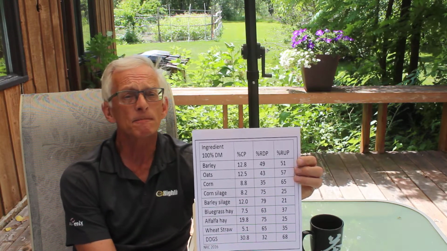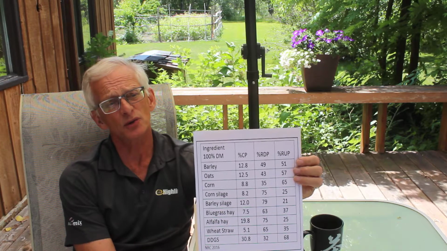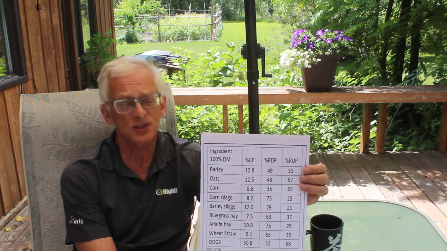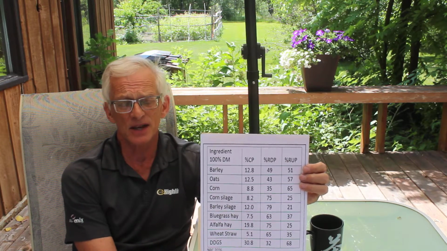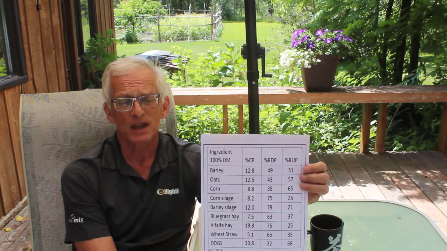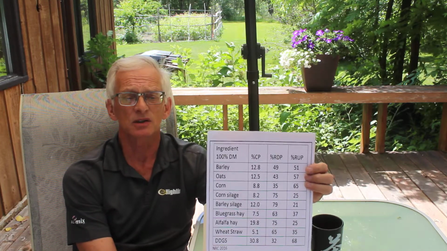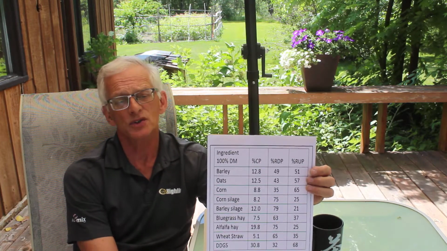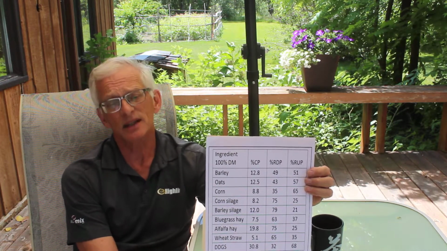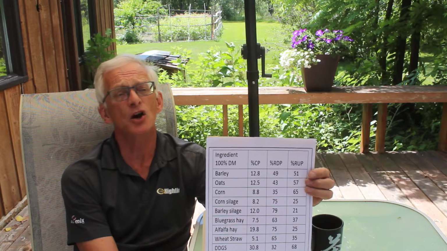As we look through, we can see that the barley and oats are fairly well balanced, but corn, still being a grain, has a fairly low RDP and a fairly high RUP. So take that into consideration. If we look at corn silage, it's the reverse of corn. So it looks like they might be a pretty good match, and they are to a degree.